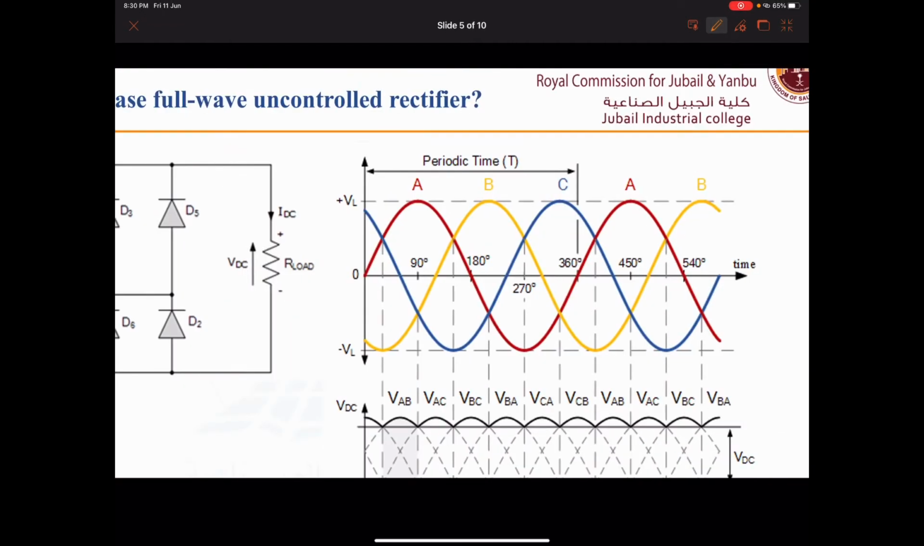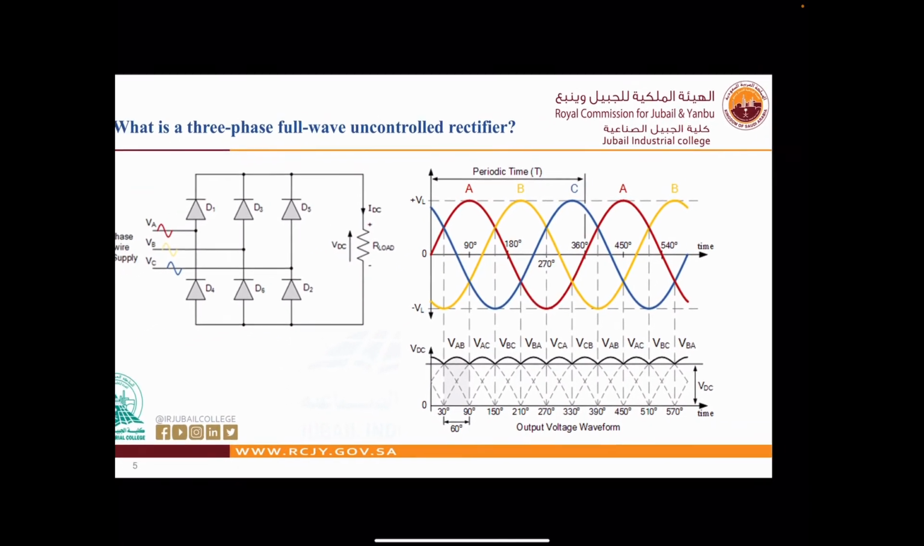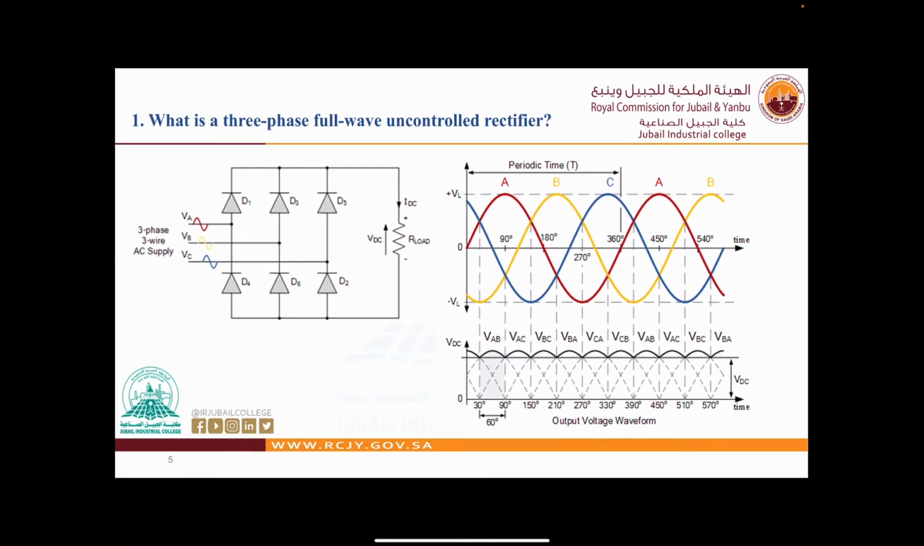Now let us see how the diodes are working. Here in the waveform we can notice that we have 3 phases, which is phase A. This is phase A.